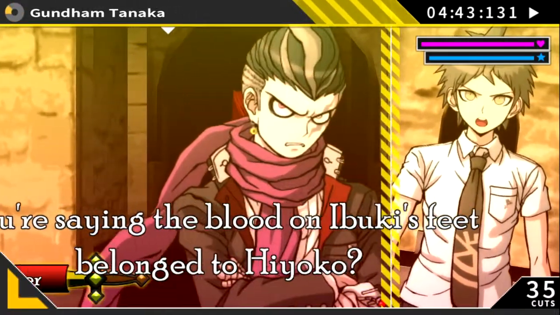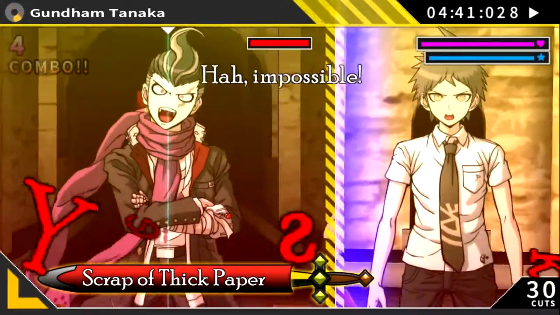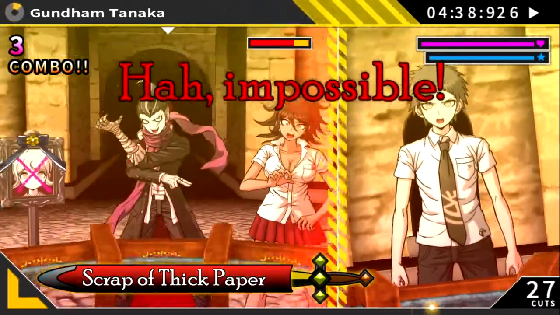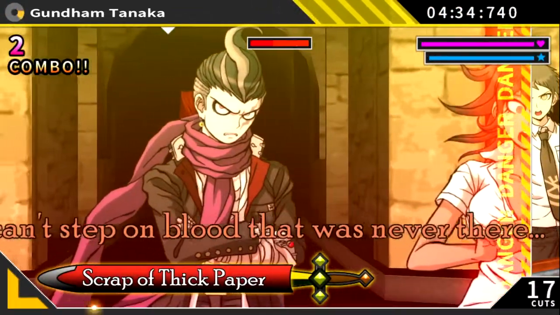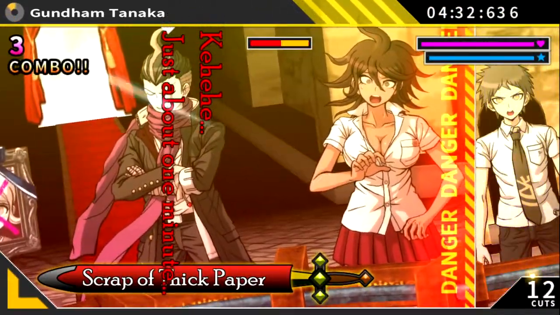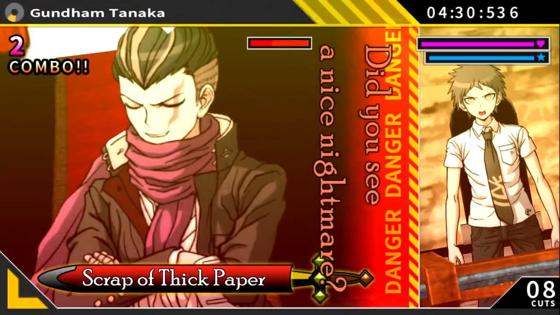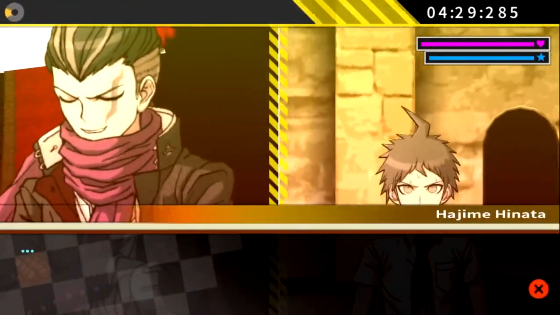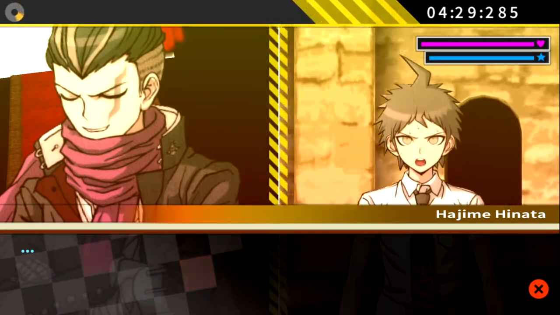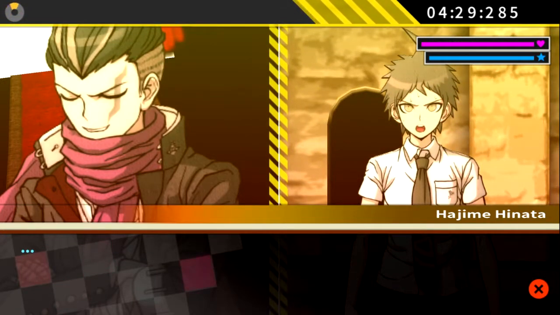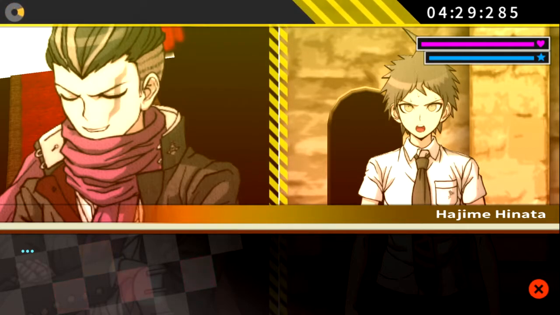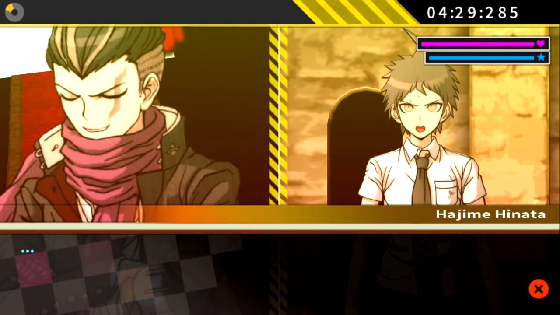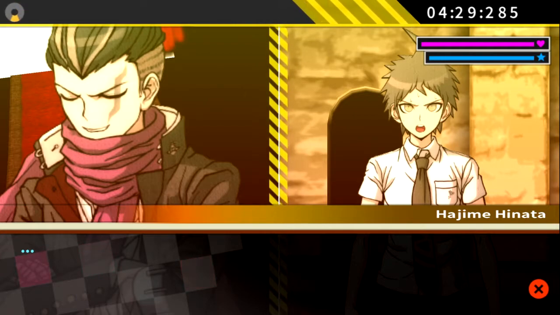You're saying the blood on Ibuki's feet belonged to Hiyoko? Impossible! Try to remember the crime scene. You can't step on blood that was never there. Okay, alright, I see what I have to do. We're gonna have to cut to the weak point. He's got respect for people in his own way. He's just like super melodramatic.